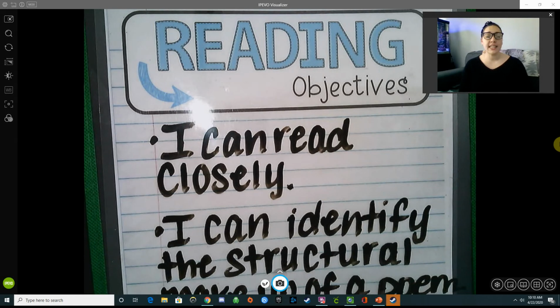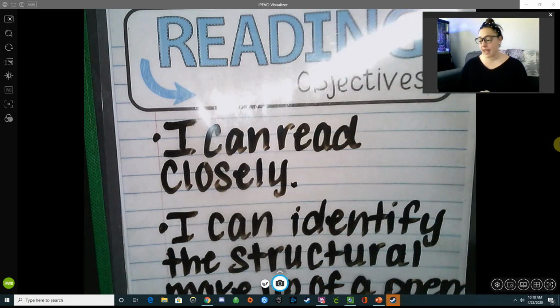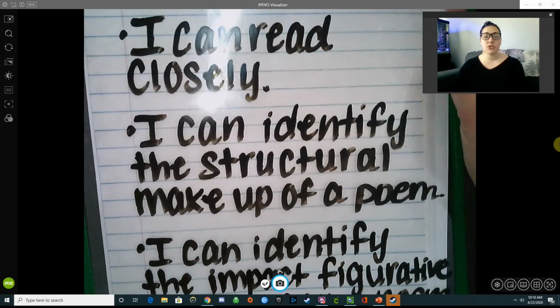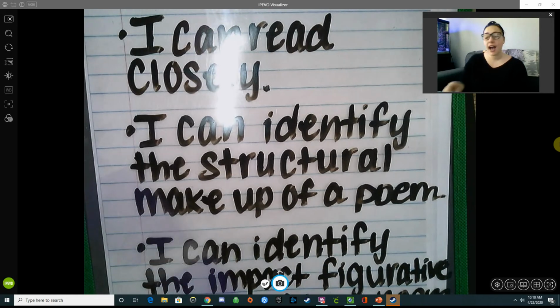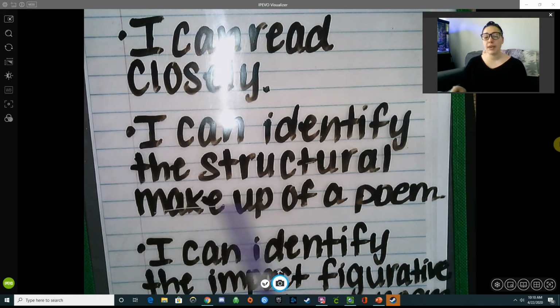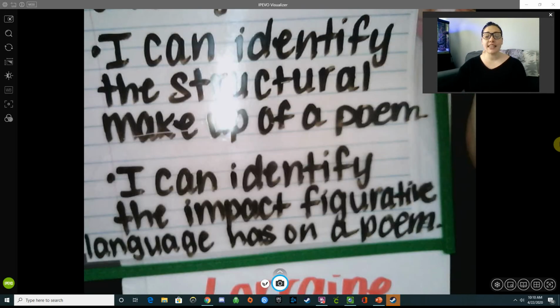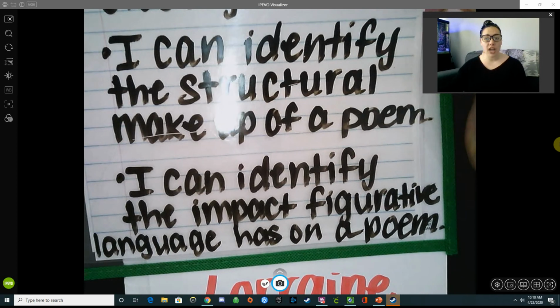I can read closely. I am going to read the poem for us today and we're going to dissect it a little bit. We're going to analyze that poem. So stay with me for that if you have already done that. And then we're going to move on towards the end of our lesson on being able to do the next few things. I can identify the structural makeup of a poem, and then also I can identify the impact figurative language has on a poem.